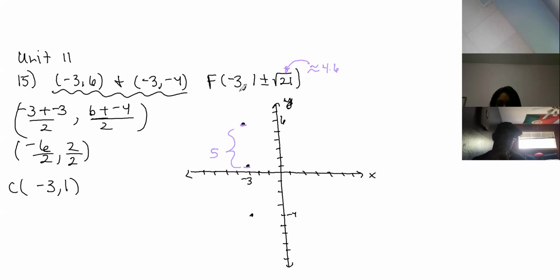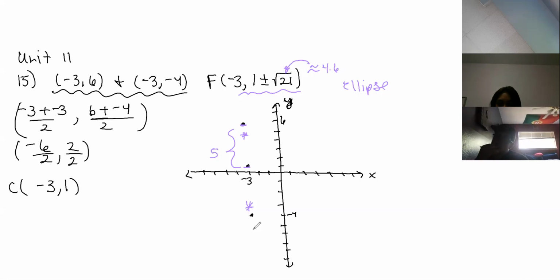So do you see where the focus is, -3,1 plus or minus 4.6? So it's going to be like this. If the foci are on the inside, would this be an ellipse or a hyperbola? An ellipse. Now, had this root 21 been plus or minus root 27, which is bigger than 5, those little stars would have been outside, which would make it a hyperbola. Does that part make sense?